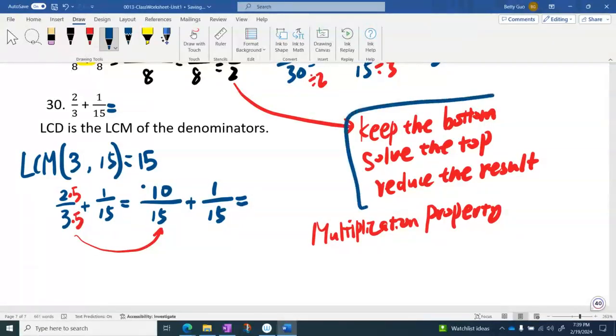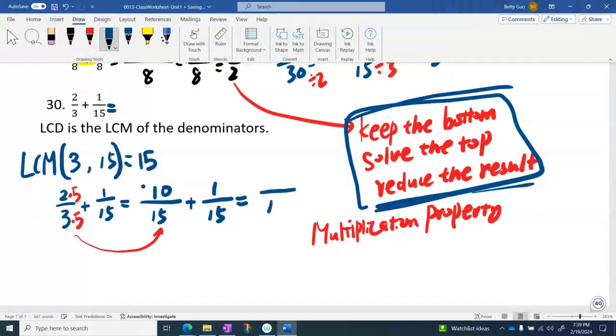10 over 15 plus 1 over 15, when they have the same denominators, we are able to add them up. What's the rule? This is the rule. Yeah. Actually, we use this rule very frequently. We keep the bottom, solve the top. 10 plus 1, 11, and reduce the result. Is 11 over 15 already reduced? Yes. Because 11 and 15 are co-prime. 11 is prime, 15 is 3 times 5. They have no common prime factors.